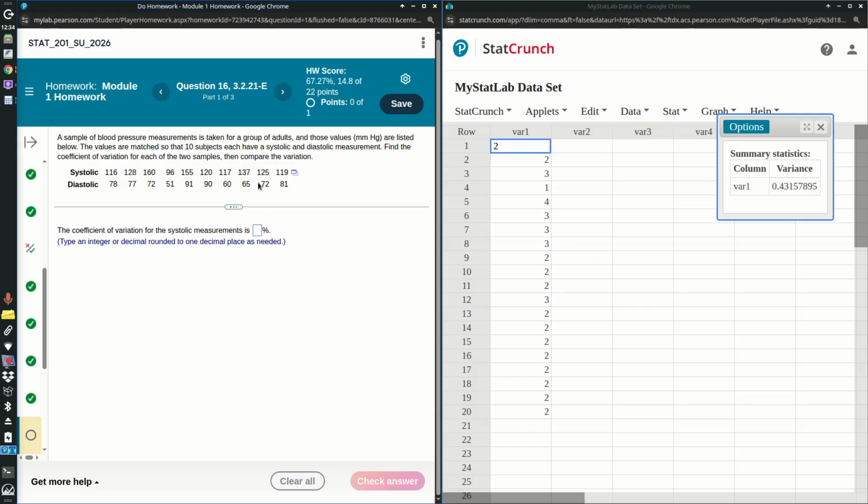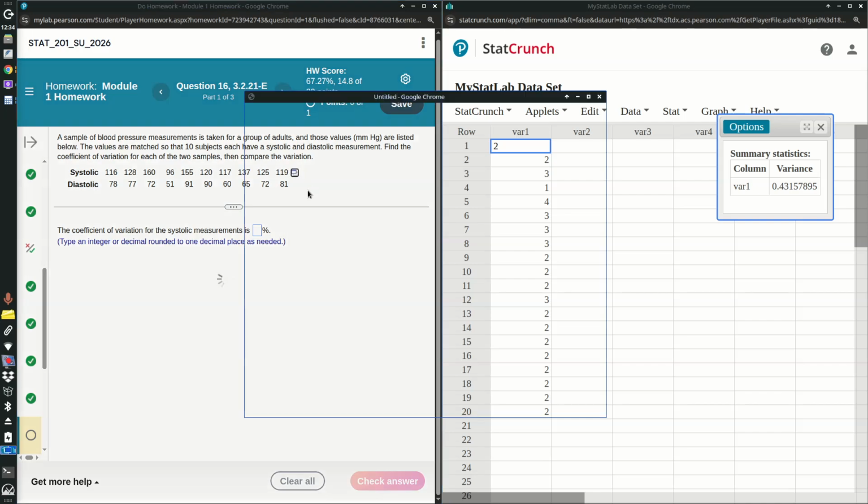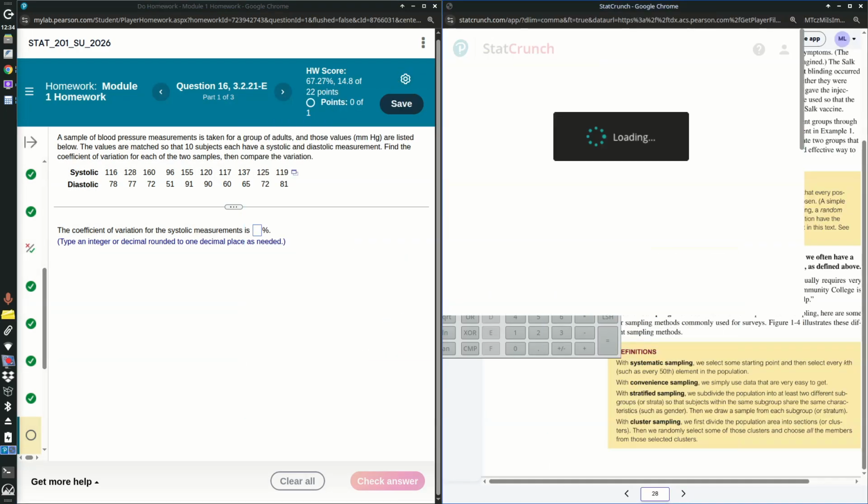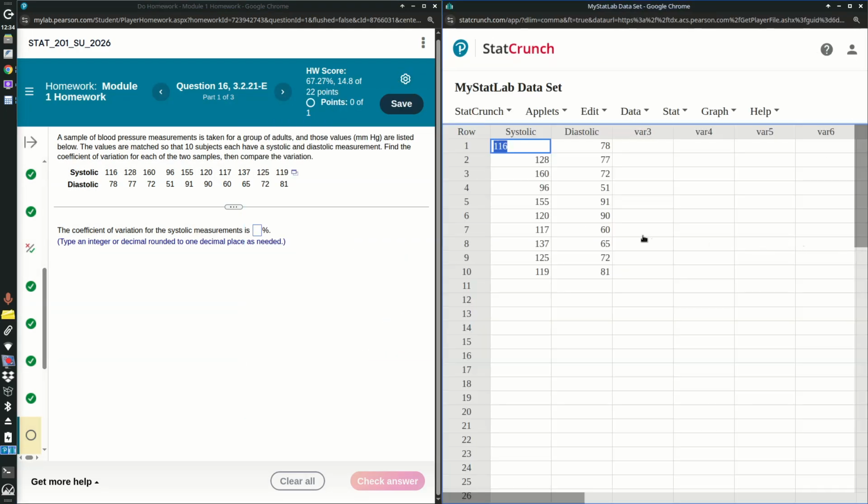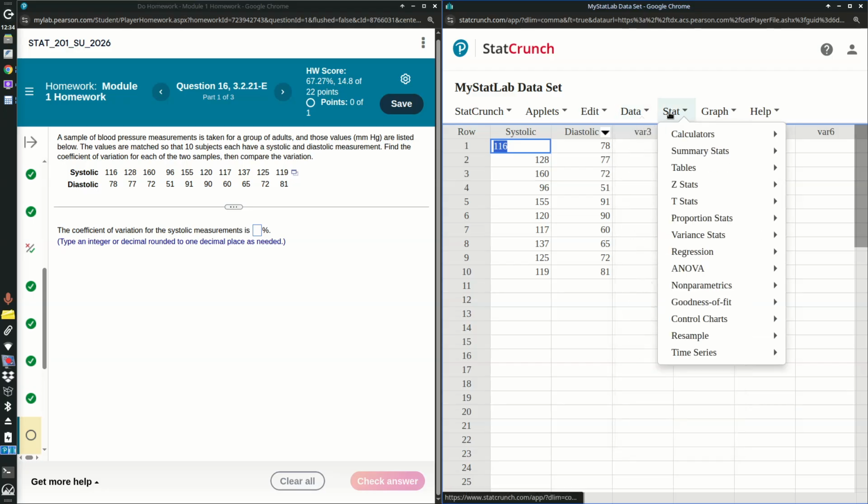Okay, so we've got some blood pressure numbers here. This makes sense. The coefficient of variation, how do we find that? Let's see. I don't exactly remember off the top of my head, but I'm sure it will come to me. Find the coefficient of variation for each of the 2 samples, then compare.